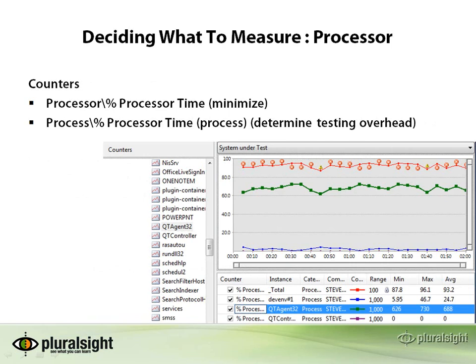Another important one is under the process category. You can determine the percentage processor time for a specific process. This can be useful to determine the testing overhead or to measure specific parts of your application and see what impact each one has on the total CPU load.